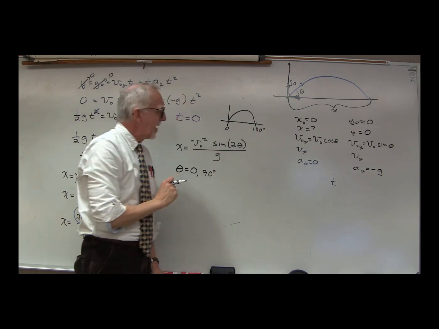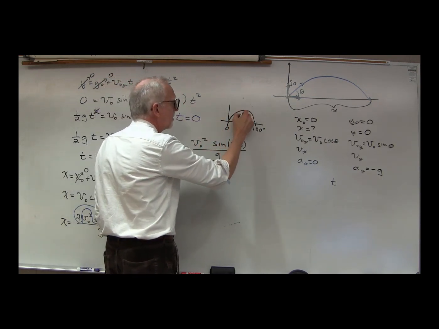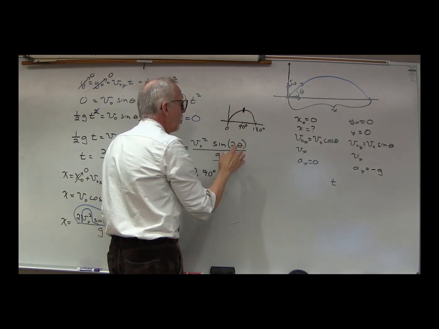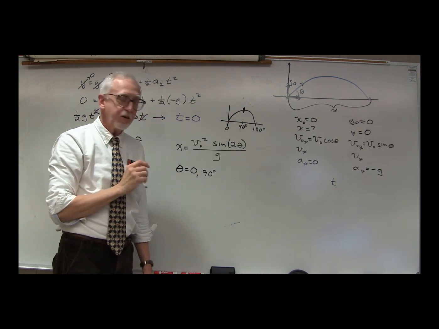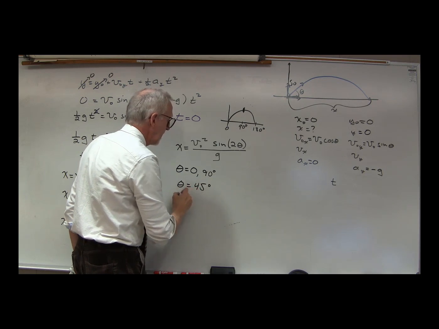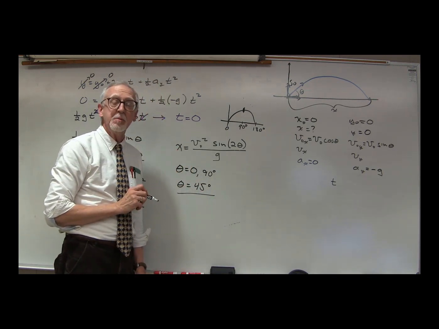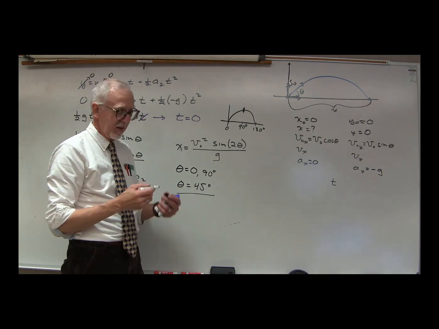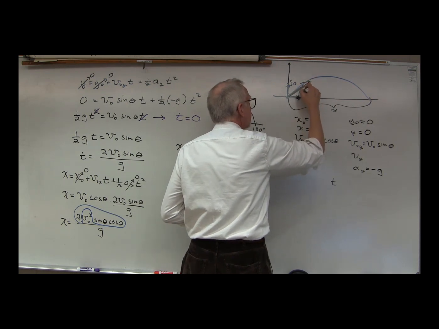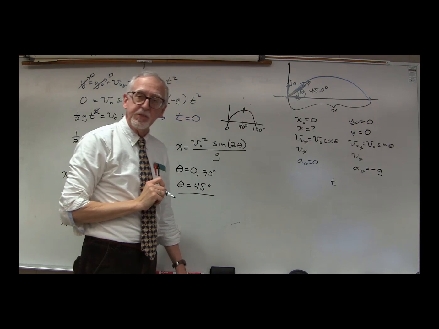But when will this be a maximum? Well, when is sine of something a maximum? It's a maximum when its argument is at 90 degrees. Well, when is 2 theta equal to 90 degrees? When theta equals 45 degrees. So when theta is 45, that's when we'll get a maximum displacement. Well, that's kind of interesting. So when this is thrown exactly in the middle at 45 degrees, that's when we get a maximum displacement.